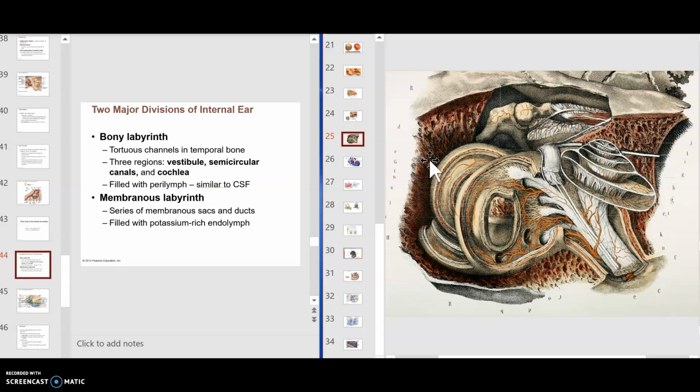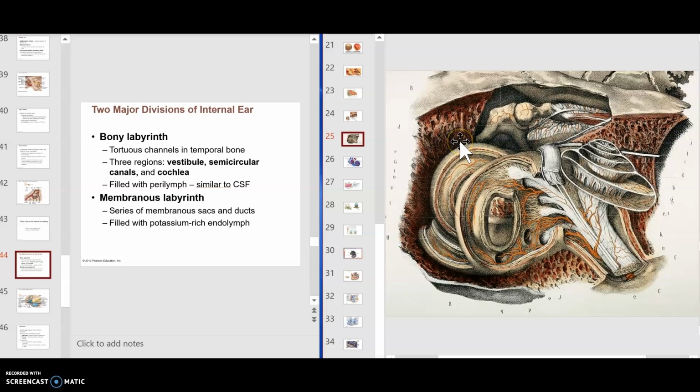Peri, around, perilymph. That fluid has similar composition to cerebrospinal fluid. As a matter of fact, it is communicating with the cerebrospinal fluid. Then I'm going to put some fluid inside the plastic tube, i.e. inside the membranous labyrinth, and I'm going to call that endolymph. Endolymph is very similar to intracellular fluid, which has a high potassium.